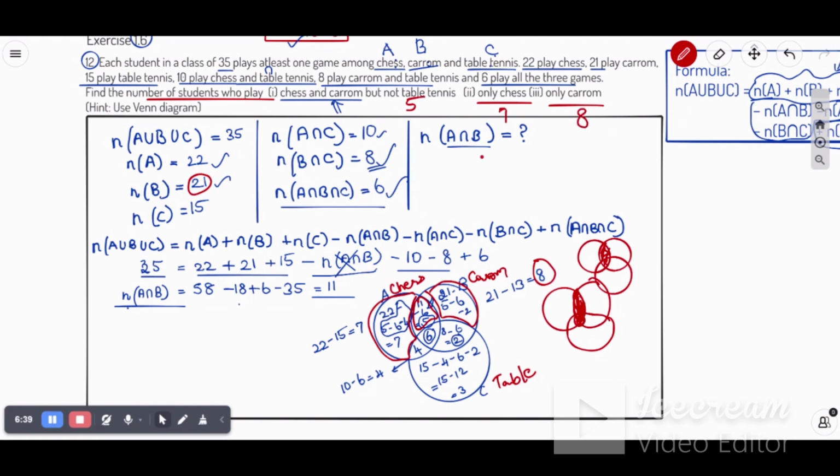Hope you understood this question. So first, since we found this A intersection B, it was easier to calculate on this. I'll give you an easier note of this, or a clear note of this, in the next one.